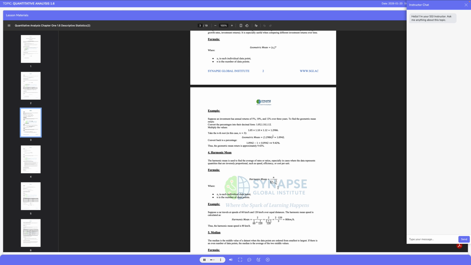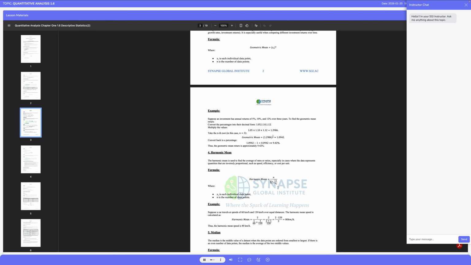This measure is particularly useful in operational analysis and logistics, where rates are measured over equal units such as distance or output. For example, suppose a car travels at 60 km per hour and 120 km per hour over equal distances. The harmonic mean speed is calculated by dividing 2 by the sum of 1 divided by 60 and 1 divided by 120. This results in 80 km per hour. This value represents the correct average speed over the total journey, highlighting why the harmonic mean is more appropriate than the arithmetic mean in such situations.